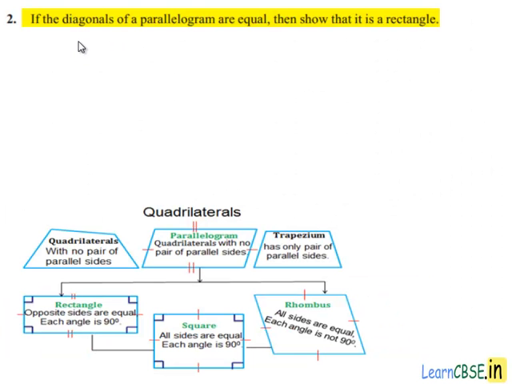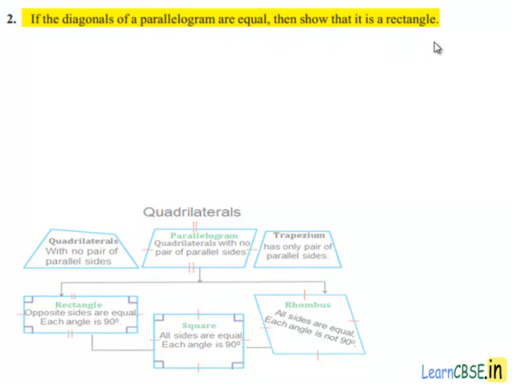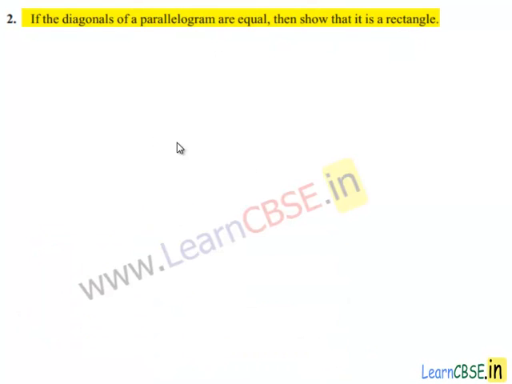Moving on to the second question. If the diagonals of a parallelogram are equal, then show that it is a rectangle. Now moving on to the solution.